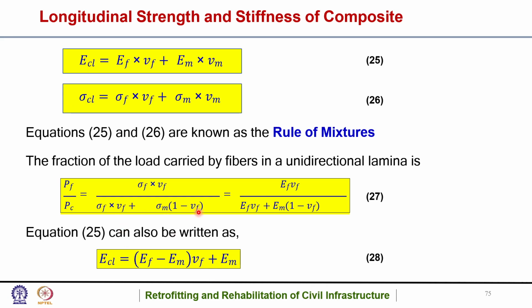So this 1 minus VF, I think you have understood, because we are considering that there is no void. Okay, so if this is VF, then VM will be equal to 1 minus VF, because VF plus VM equal to 1. Okay, so adding both will be 1. Okay, so equation 25 can also be written as ECL equal to EF minus EM into VF plus EM. Okay, so just substituting the values basically.